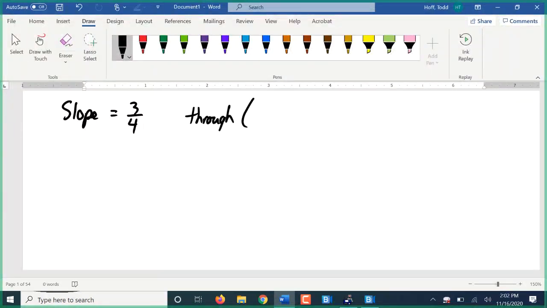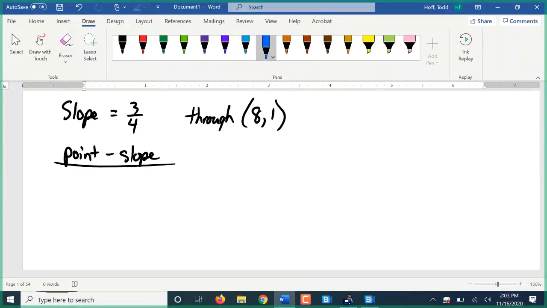So if I give you that a line has a slope of 3/4 and goes through the point (8, 1), there is an alternative way of writing the equation for this. Rather than using that graphing form or that slope-intercept form, there is something called point-slope form of an equation. Point-slope form is y minus y1, that's our y-coordinate from the point, equals m, which is our slope, times x minus x1, which is the x-coordinate from our point.